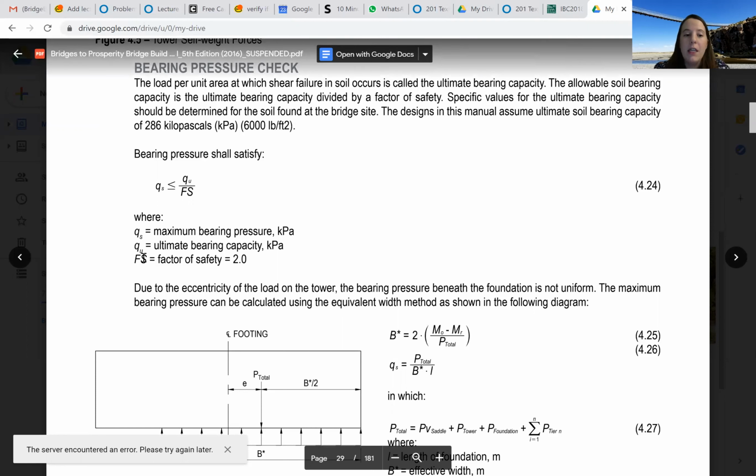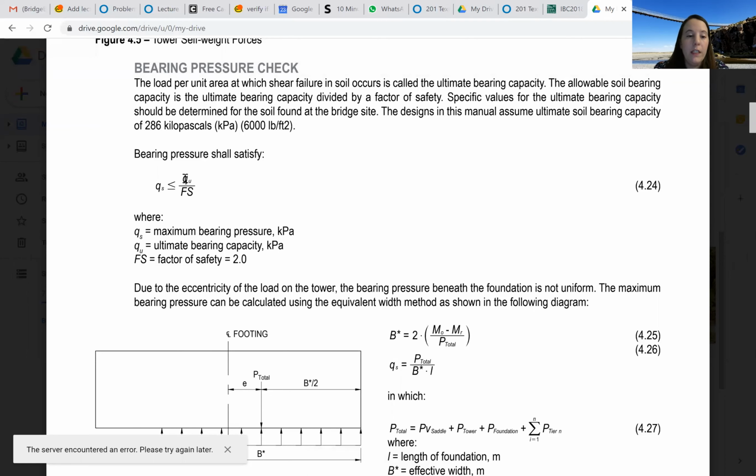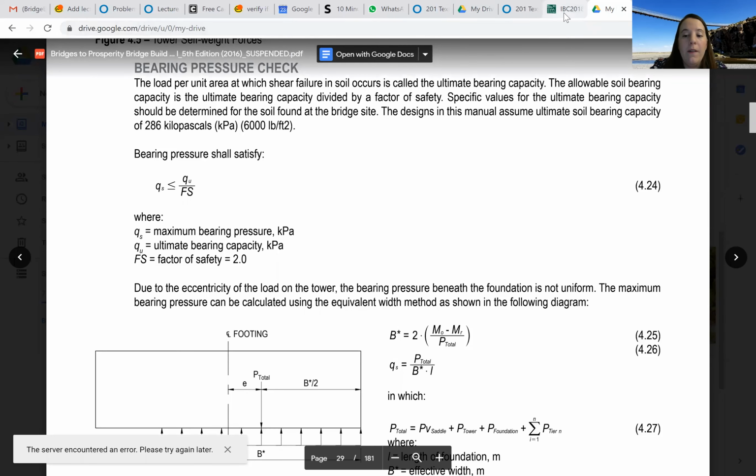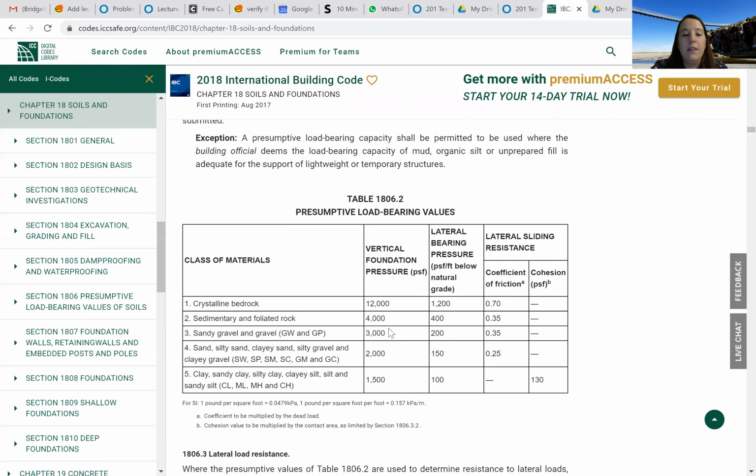So the allowable bearing pressure needs to be greater than the maximum bearing pressure that comes from your abutment. And so we take the ultimate, the 286 kilopascals divided by 2, and you get the 143, which is your allowable bearing pressure. And then you're checking that that value is larger than the maximum bearing pressure you actually get from your abutment. And that's why we're giving it to you here in the manual as ultimate, but you can see it as in the already allowable form within the International Building Code.